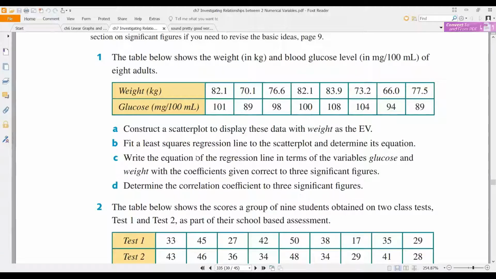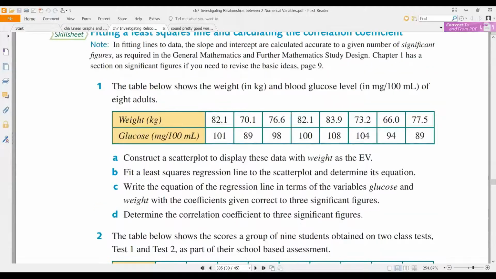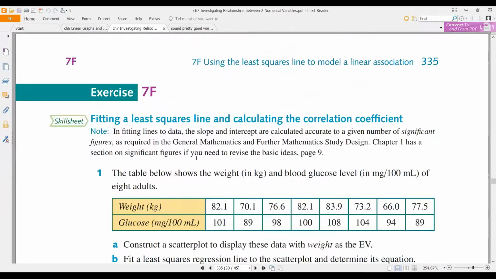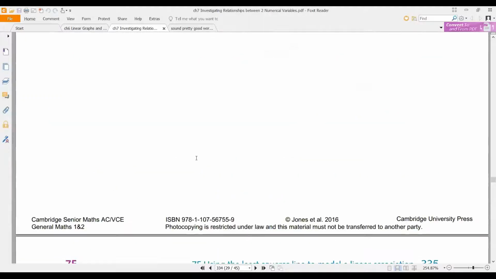I want you guys to be practicing how to find the equation of the line. If you do check the answer in the back of the book, hopefully you're close, but it doesn't matter if you're not exactly there.